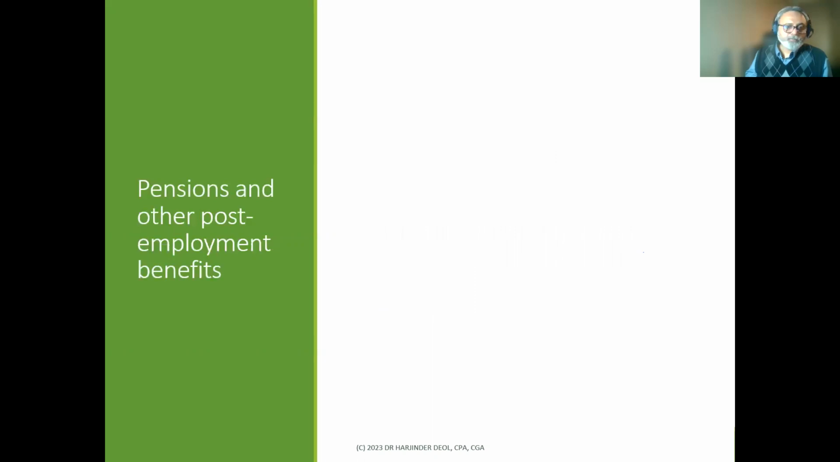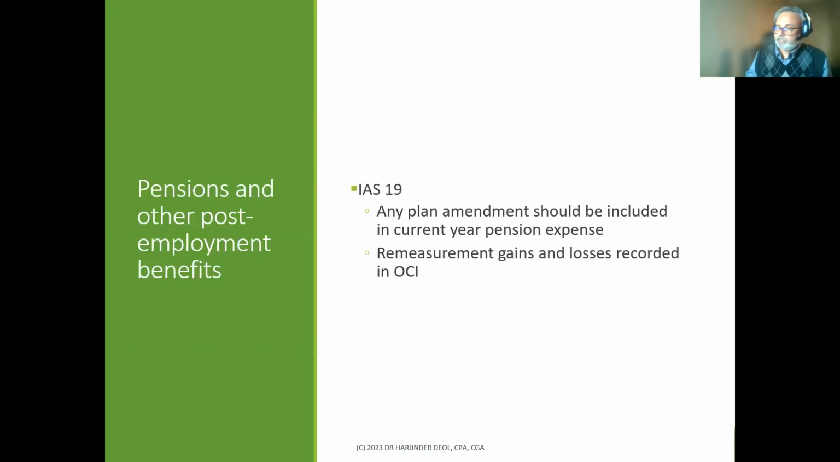Pensions and other post-employment benefits are covered under IAS 19, which basically requires past service costs, current service costs, and net interest costs all to be booked through pension expense, which hits the income statement. Any kind of actuarial revaluations or experience gains and losses are booked through OCI. That's something you would have picked up in your second intermediate accounting course.